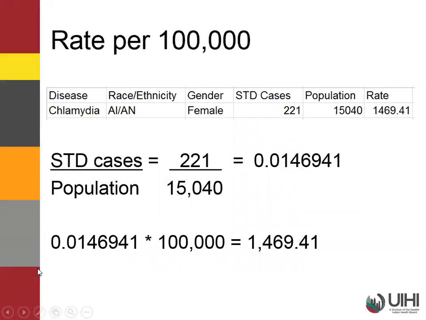And so then another term that we talk about is the rate per 100,000. We'll look specifically at the Native females who have been diagnosed with chlamydia as our example here. So we look at the number of STD cases, and that's 221, and that's divided by the total population. And so then we get this decimal of 0.01469. And what exactly does that mean? Well, we want to make that intuitive or more understandable for others. And so we multiply that by 100,000 so that we can then say that the rate is 1,470 cases per 100,000 people. And we'll also round up because we can't count only 0.41 of a person.